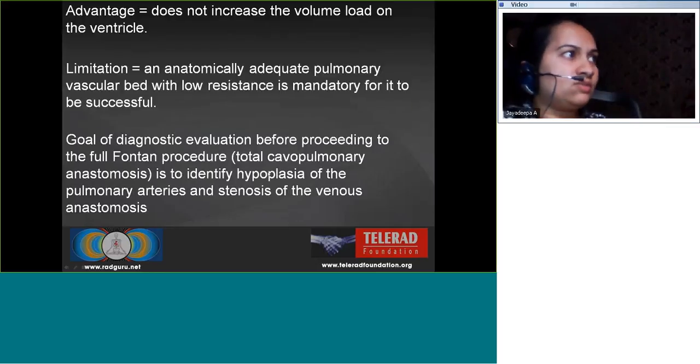What is the advantage of this procedure? It does not increase the volume load on the ventricle, whereas its limitation is that an anatomically adequate pulmonary vascular bed with low resistance is mandatory for this operation to work. The goal of diagnostic evaluation, typically when they ask for a pre-Fontan evaluation, is to identify hypoplasia of the pulmonary arteries and to look for stenosis, grade the stenosis, and tell how severe the stenosis is.